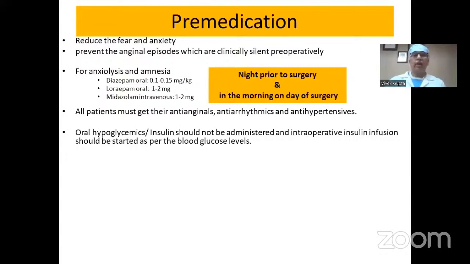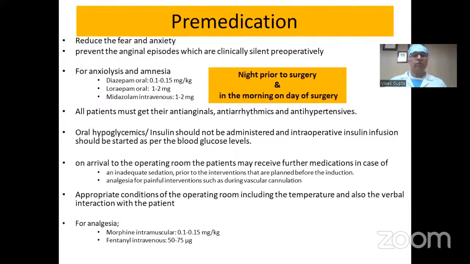The patient must receive all his anti-anginal, antiarrhythmic, and antihypertensive medications except the ACE inhibitors. Oral hypoglycemics and insulin should not be administered, but during the intraoperative period, an insulin infusion should be started depending upon the blood sugar level.